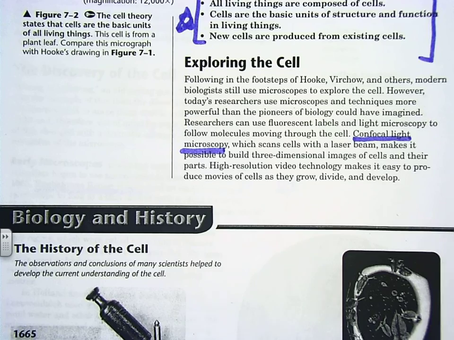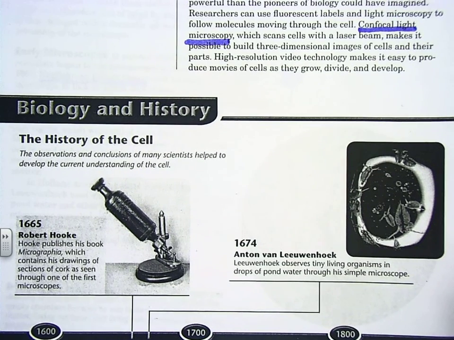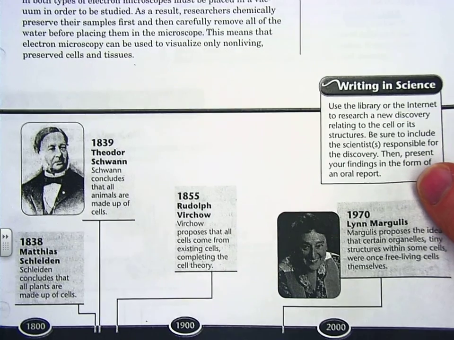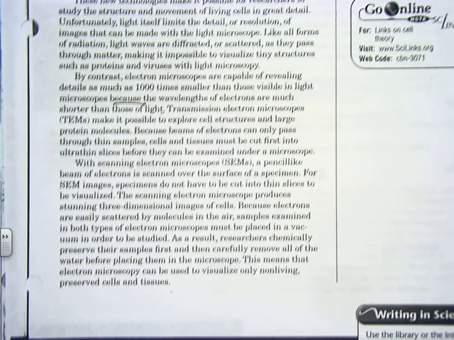Wow. Let's look at this little graphic here. In 1665, Robert Hooke made the first microscope. Later, Van Leeuwenhoek observed tiny living organisms in water. Let's move on to page 171. Moving to page 171. All right.